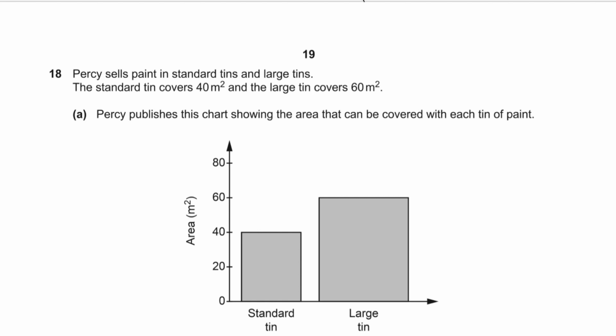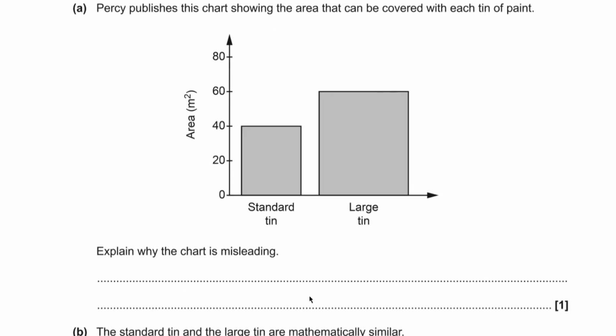Question 18. Percy sells paint in standard tins and large tins. A standard tin covers 40 meters squared and the large tin covers 60 meters squared. Part A. Percy publishes this chart showing the area that can be covered with each tin of paint. Part A. Explain why the chart is misleading.